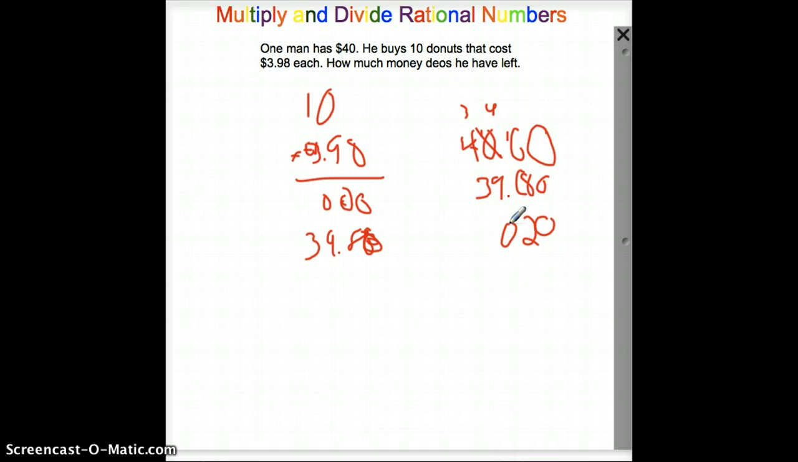Next, you would do 9 minus 9, which equals 0, and then you would do 3 minus 3, which equals 0 also. Then you place the decimal point directly below, and you get your answer, 20 cents. And that's the amount of money that he has left.